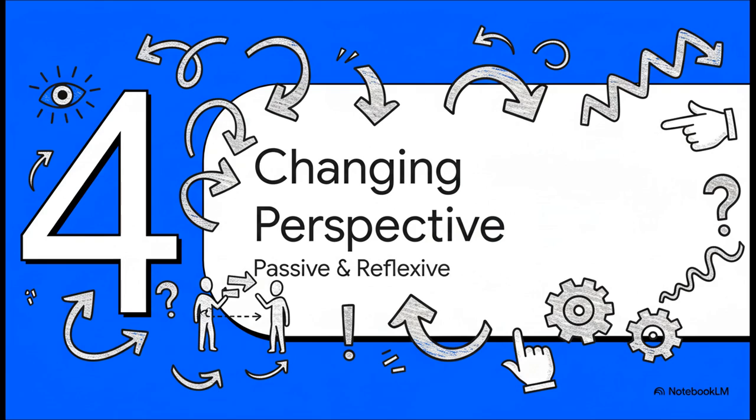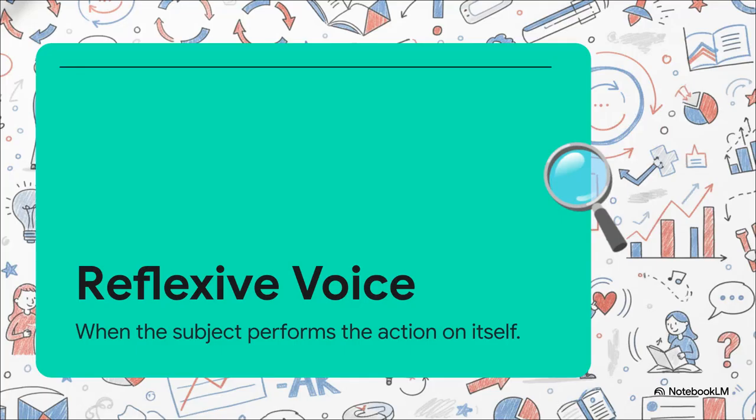Okay, moving on. Now we're going to talk about changing your perspective. So far, the subject has always been the one doing the action. But what if we want to change the camera angle, so to speak? Let's look at passive and reflexive voices. So let's focus on a really important one, the reflexive voice. All this means is that the subject is doing the action to itself. That's it. It's like when you say, I get myself up, or she dresses herself. The person doing it and the person it's being done to are the same.